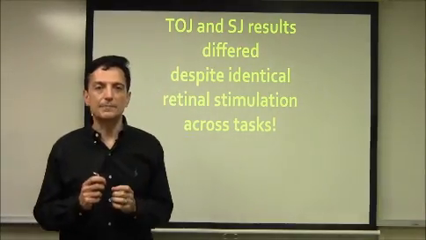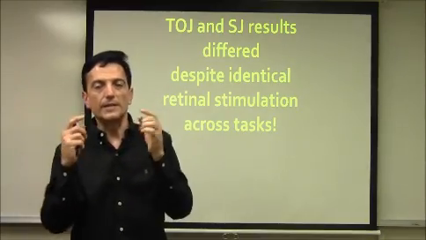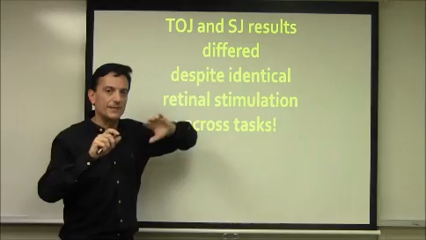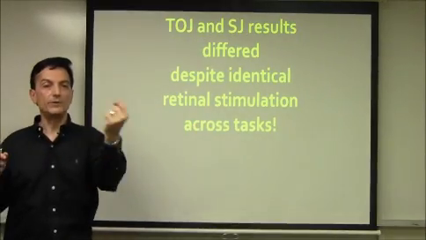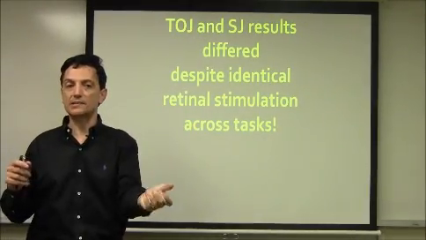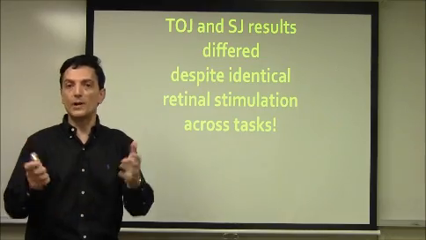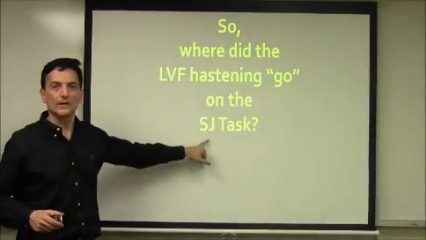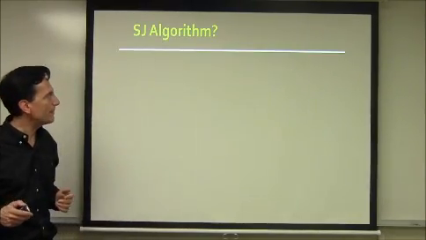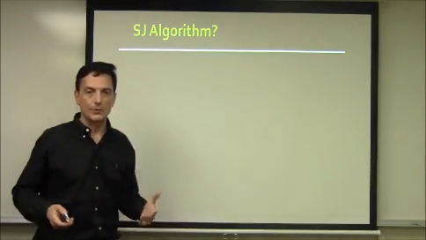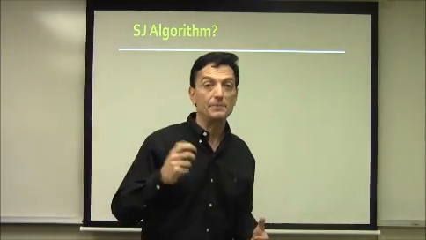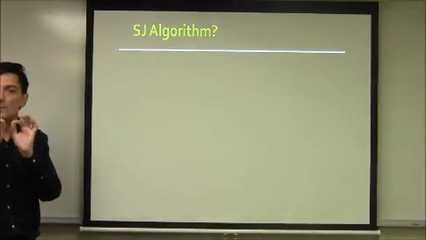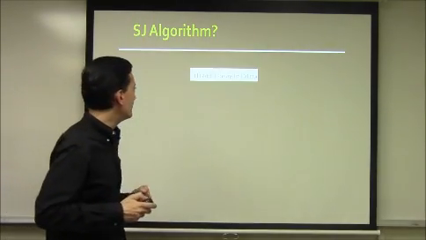So it's interesting to muse about that. We held very deliberately the retinal stimulation identical on the TOJ and SJ tasks, and yet we get these very strong left visual field leading biases on the TOJ task, and really that is wiped away on the SJ task. Okay? So where did the LVF hastening go on the SJ task, you might ask? And we'll have to come back to some kind of new algorithm that might be similar but can't be identical to the other one because the data would not support identicality, no matter how parsimonious that might have been.